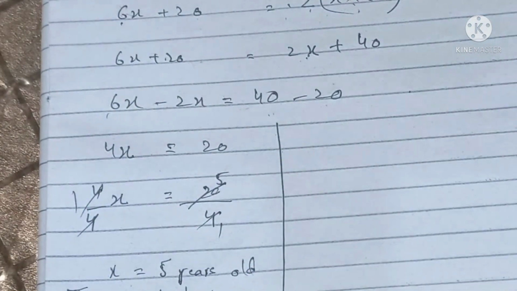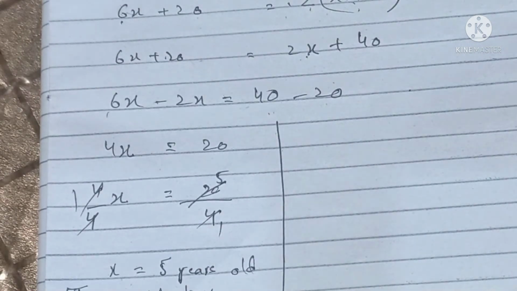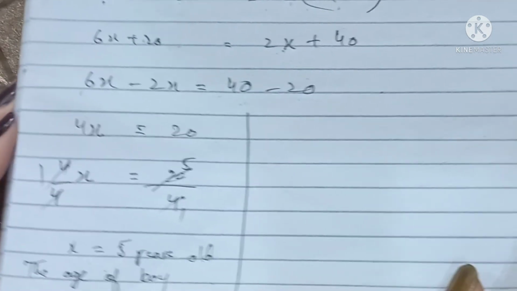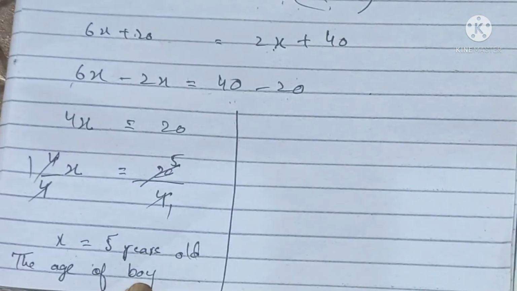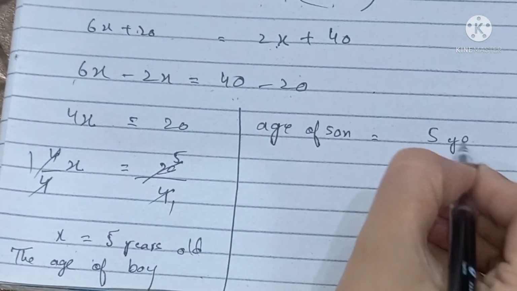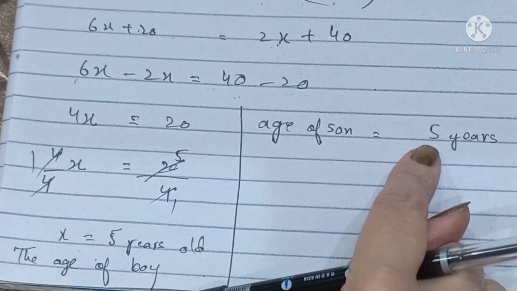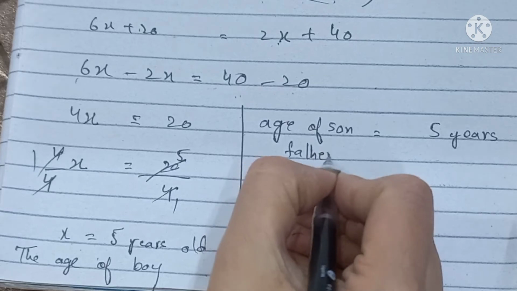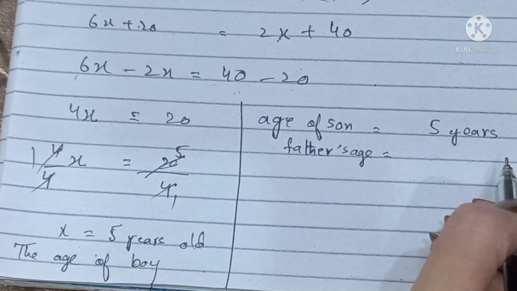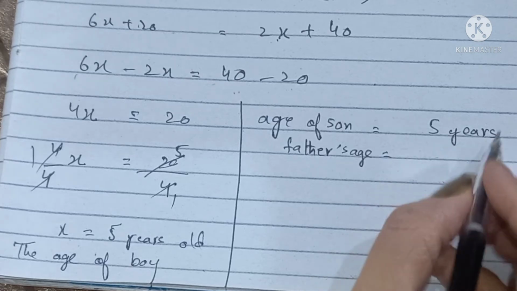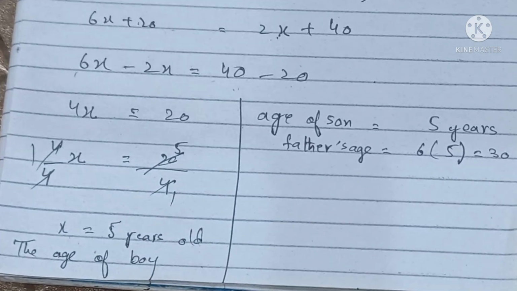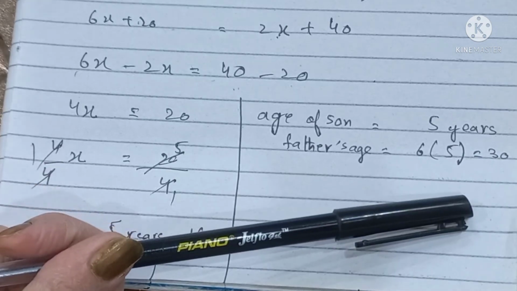Now they have given us a condition: what we need to find is the age of the man when his son was born. Now it becomes very simple because we have found the main thing here. Age of son right now is 5 years. If he is 5 years, what will be the father's age? They said the father's age is 6 times 5. We will multiply 6 by 5 and it will be 30. It means right now the boy is 5 years and the father is 30 years.